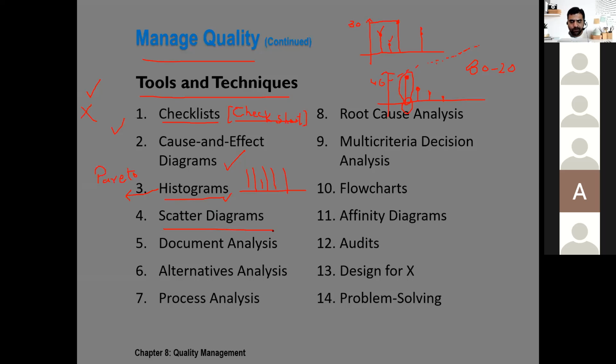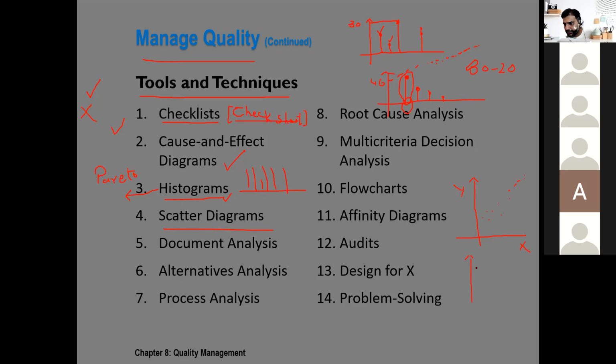Scatter diagram. A scatter diagram is nothing but it just shows the trend. It shows what's happening. This is one relationship between two variables. You can say X and Y. As X is increasing, Y is increasing.